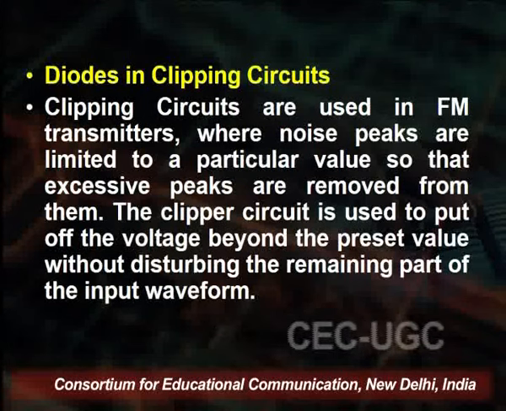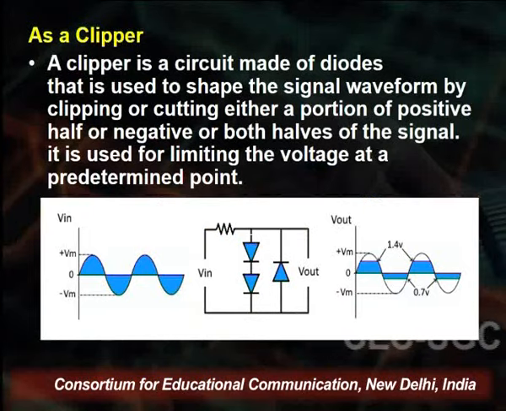Diodes in clipping circuits. Clipping circuits are used in FM transmitters, where noise peaks are limited to a particular value so that the excess peaks are removed. The clipper circuit is used to cut off the voltage beyond a preset value without disturbing the remaining part of the input waveform. Based on the diode configuration in the circuit, clippers are divided into 2 types. The first is the series clipper, and the second is the shunt clipper. They are again classified into different types.